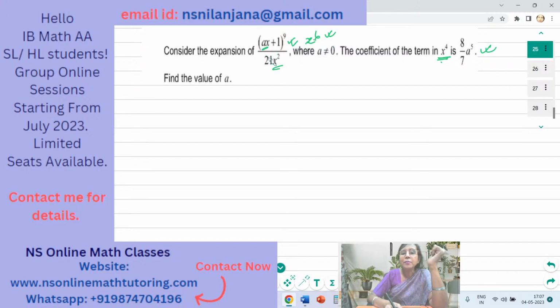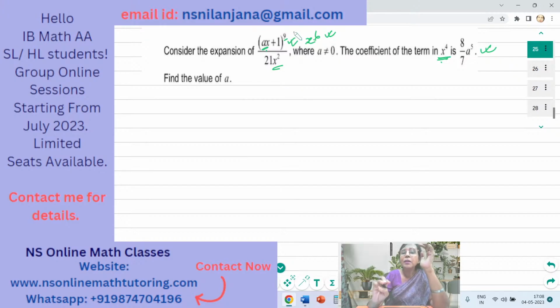Since this is the binomial expansion of x plus 1, the first term will have x to the power of 9. This will be the first term. Second term, x to the power of 8. Third term, x to the power of 7. Fourth term, x to the power of 6. 9, 8, 7, 6. The fourth term has x to the power of 6.